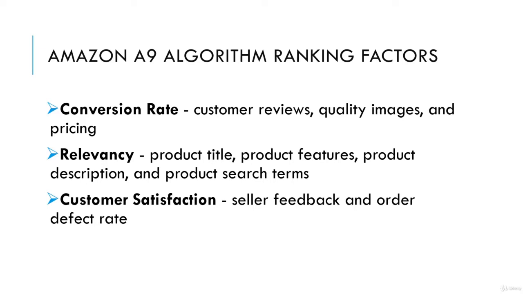Next, relevancy. The factors that affect relevancy tell the A9 algorithm when to consider your product page for a given search term. Relevancy factors include your product title, your key product features, product description, and finally, product search terms. Now the final factor, customer satisfaction. Customer satisfaction ranking factors include your seller feedback and order defect rate.